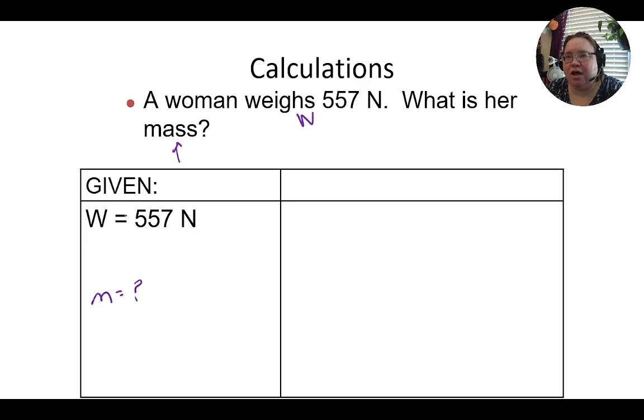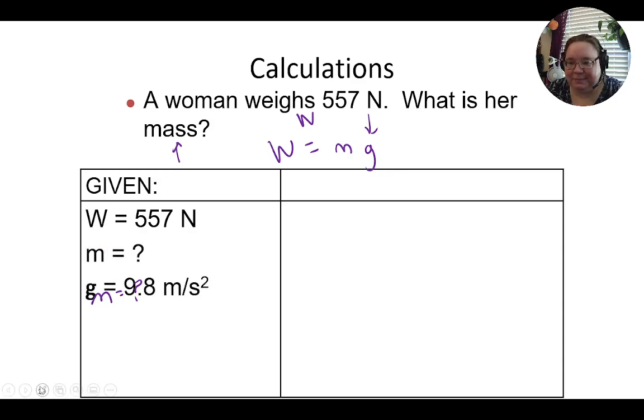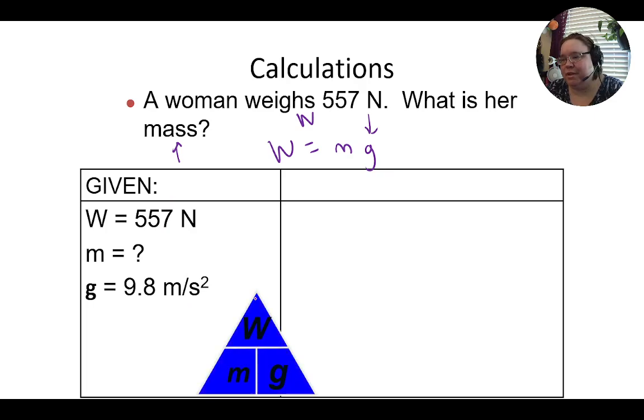But in order to solve any of our equations, we need two of the three variables. Weight equals mass times gravity. Well, gravity for Earth is given to you on your formula sheet. The gravity on Earth is 9.8 meters per second squared. So even though we didn't say gravity, it is inferred that you have to use the gravity. So we're trying to find weight. That means I need to multiply my two other variables.